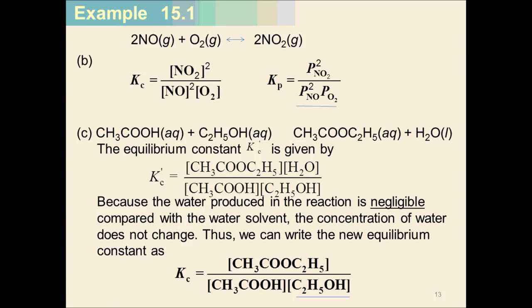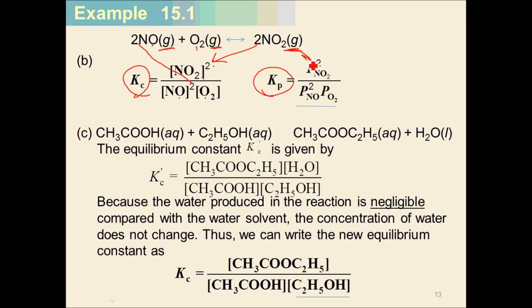On slide 13, let's look at solution B. In solution B, we do need to write both a Kc and a Kp because all our reactants and products were gases. The expression is the same. Take the concentration of the products raised to the power of their coefficient divided by the concentration of the reactants raised to the power of their coefficients.